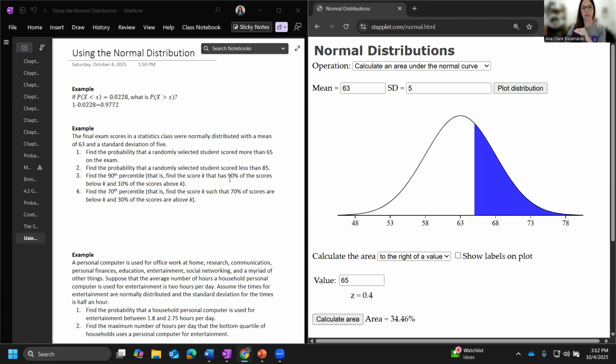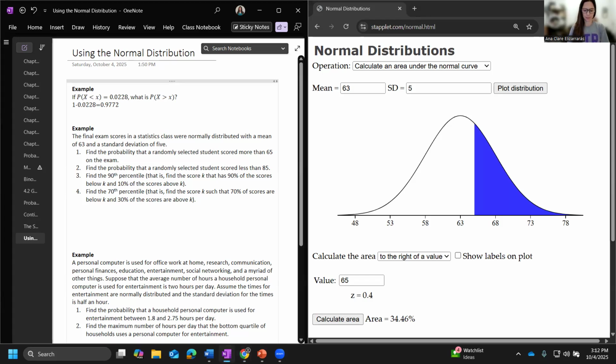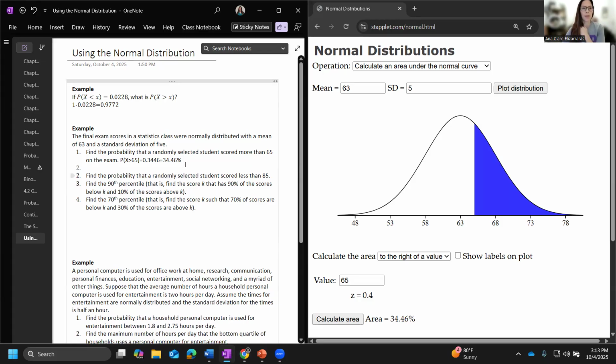And then that tells me the probability that x is more than 65 is equal to 0.3446, or Stapplet gives it to us as a percent, which is 34.46%. And that's at the very bottom of the screen right next to where it says calculate area. And the super cool thing that Stapplet does is it actually calculates the z-score for you as well. Okay, now I want to find the probability that a randomly selected student scored less than 85.